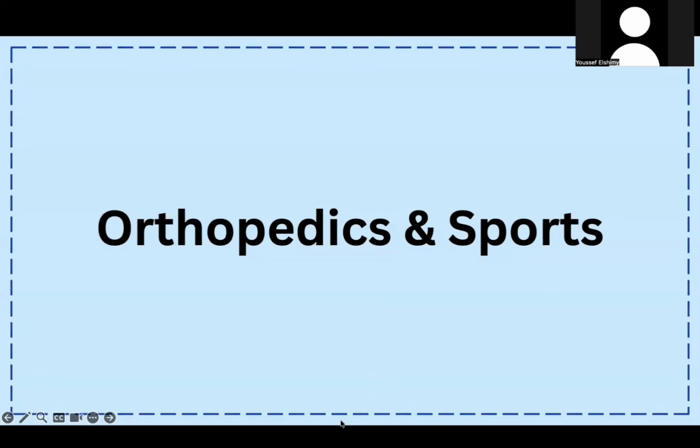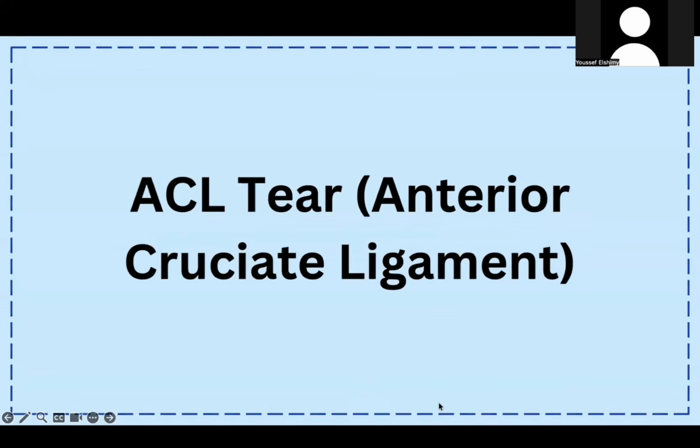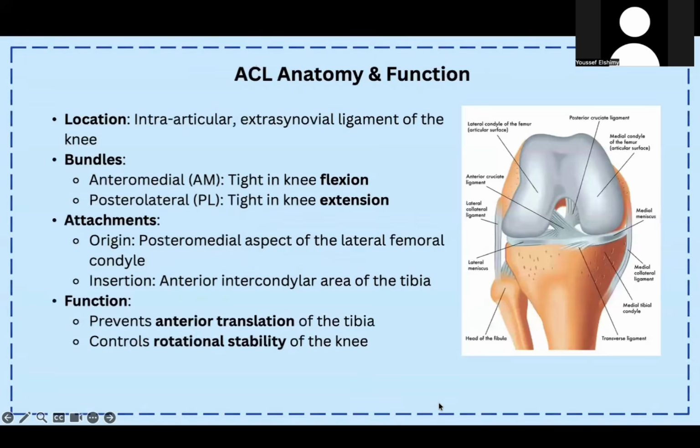Moving on to orthopedics and sport, and starting with ACL tear, or anterior cruciate ligament tear. So let's start with the basics. What is the ACL? The ACL, or anterior cruciate ligament, is one of the four major ligaments in our knee joint. This ligament lies deep inside the knee and plays a crucial role in maintaining knee stability.